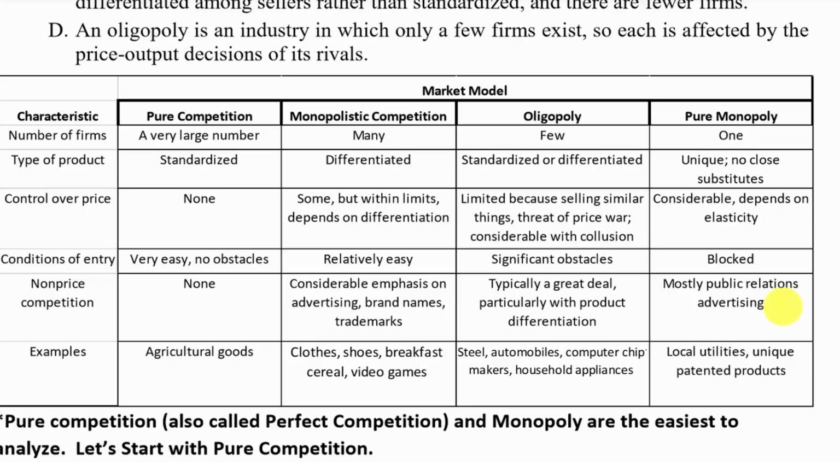So what are some examples of pure monopolies? Well, local utilities. Think about your cable provider. Think about your phone provider, if you actually still have a landline in your house. Think about the electricity provider. These local utilities are usually monopolies because there's a law saying there's only going to be one electric company, there's only going to be one cable company in an area.